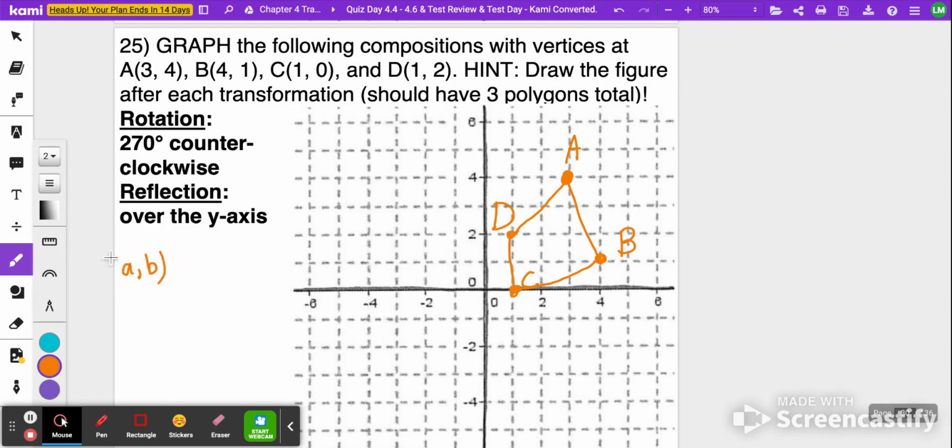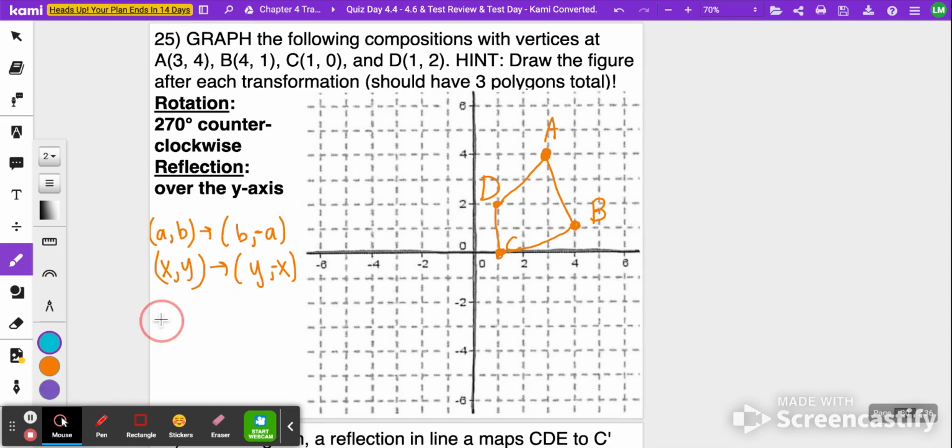When we do a rotation of 270 degrees counterclockwise, x and y switch places, but the x value is the one that gets the negative. So let's go ahead and see what that will look like if we rotated that and changed all of our points. So A prime would switch the 4 and the 3 around, but the 3 would become negative, so 4, -3 is going to give us our A prime.